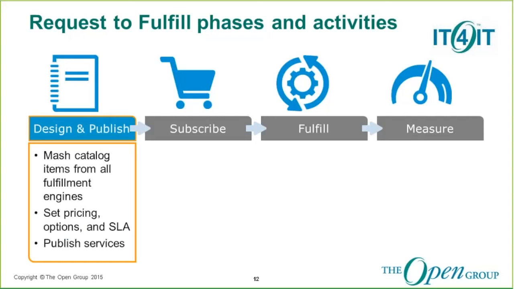In define and publish, we basically combine all the catalog items and products into multiple catalogs, merging them to a unified view in one single catalog. And once we have those lists of services and requests, we can define available options like pricing and service levels as needed. But we also can publish the catalog in the form of offers, enabling them to be consumed by end users.